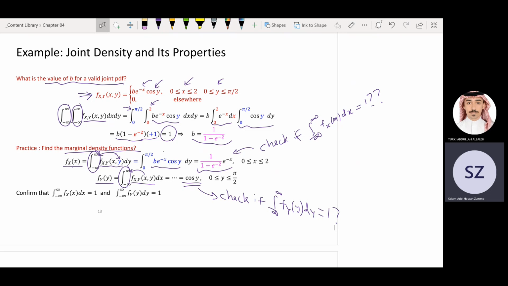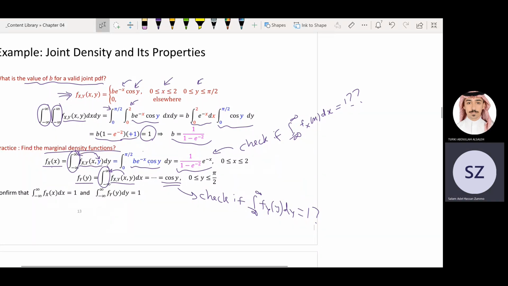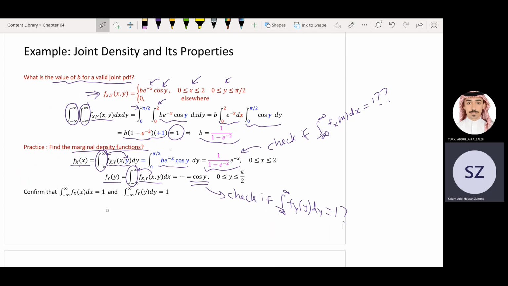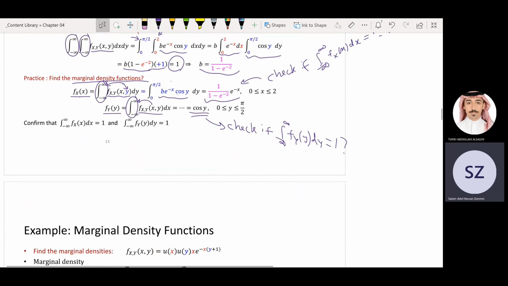What about b? b is a constant. We assume b is a constant. No, b equals this. This is the value of b. For y, it seems that it cancels. Double check it. Now it is 1, no? Double check. There are steps here, but just double check. It should give you this answer. Great. Any questions about it?